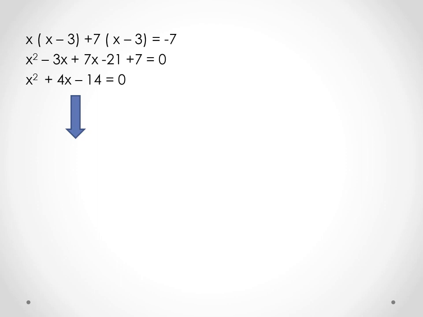So minus 3x plus 7x would be plus 4x. Remember one thing here: while multiplying we use the sign that comes after multiplication, but in addition and subtraction we use the sign of the higher number with the answer. In minus 3x and plus 7x, the higher number is 7, so we use plus with the answer. In minus 21 and plus 7, the higher number is minus, so we use minus with the answer, which is minus 14 equals to 0.